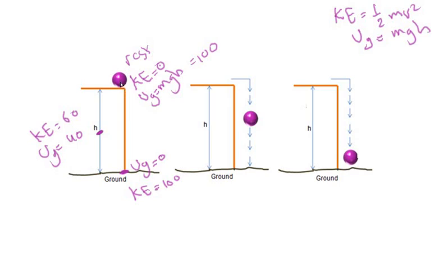So at this point the total energy is Ug. Here at this point the total energy is Ke plus Ug. At this point the total energy is Ke because the object has its maximum speed here at the time it touches the surface of ground.